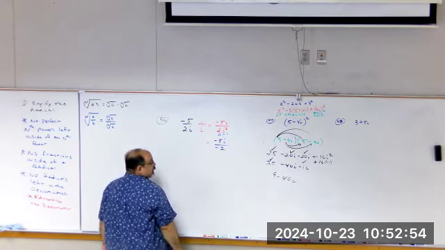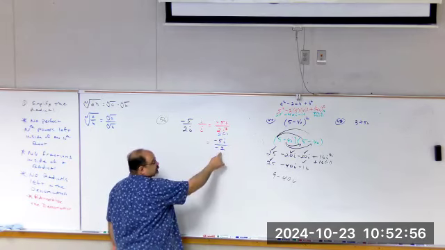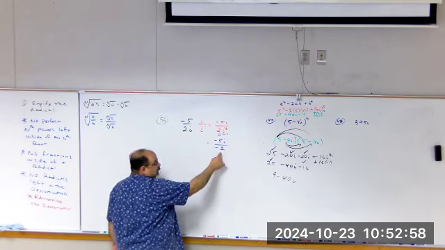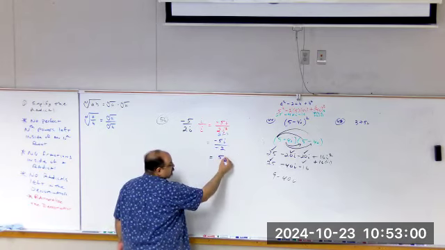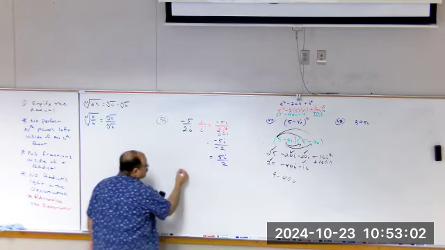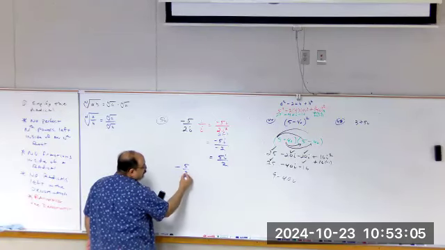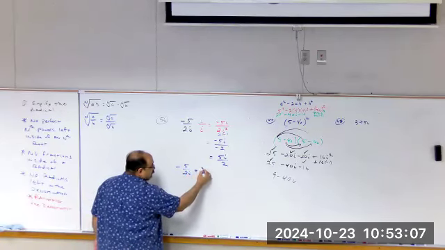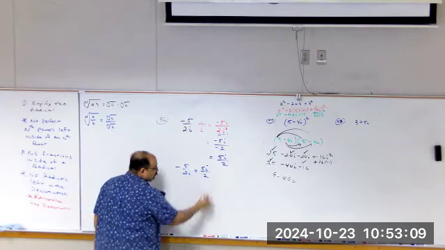Last thing you need to do, clean it up. What's a negative over a negative? Positive. So this equals positive 5i over 2. So negative 5 over 2i is equal to positive 5i over 2.